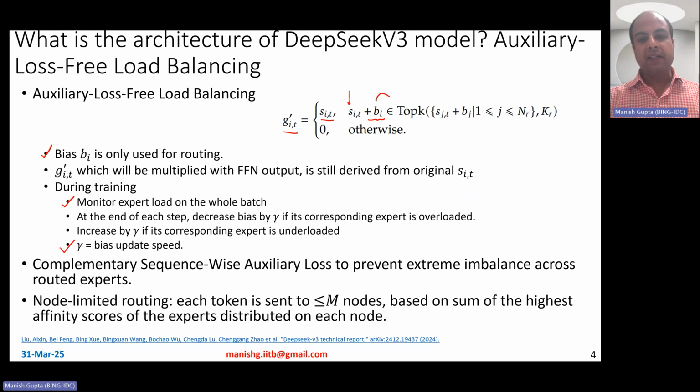Now they realize that this kind of load balancing helps, but does not perform as good load balancing as you can expect from a loss.